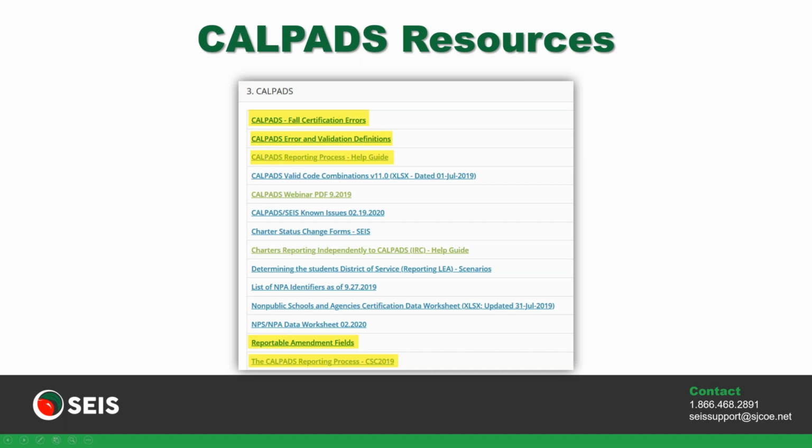The CALPADS reporting process guide is the help guide that we put together to show you step by step how to generate a CALPADS report, how to post your errors, and how to do the entire process. At the very bottom, the CALPADS reporting process for the CSE 2019, that is what we presented at last year's CSC conference, not the SEIS conference anymore.